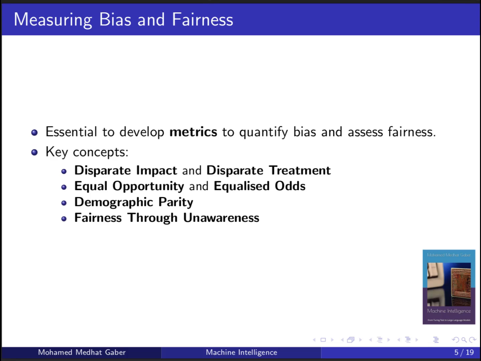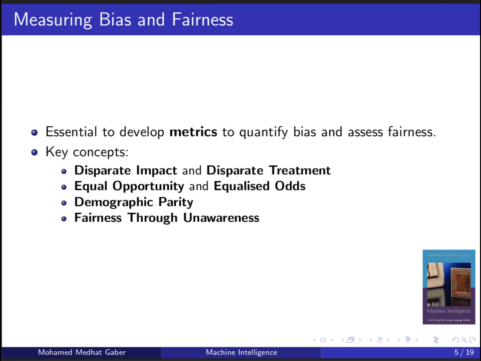While it is a straightforward concept, it may not always be appropriate, as it doesn't consider the context or underlying differences between groups that might justify different treatment. Therefore, it's crucial to use demographic parity in conjunction with other fairness metrics to gain a holistic understanding of bias in AI systems. By employing these metrics, developers and researchers can quantify bias, identify unfair practices, and track the effectiveness of mitigation strategies.